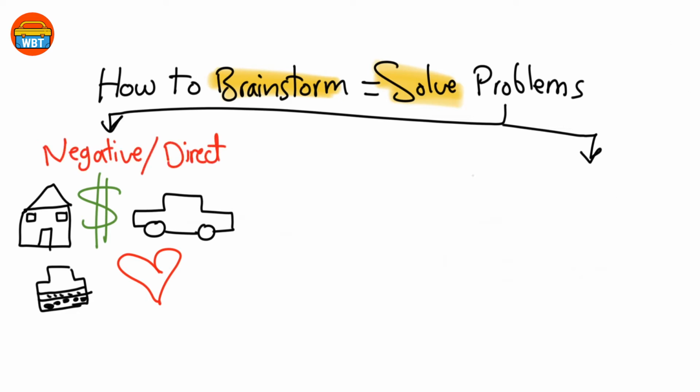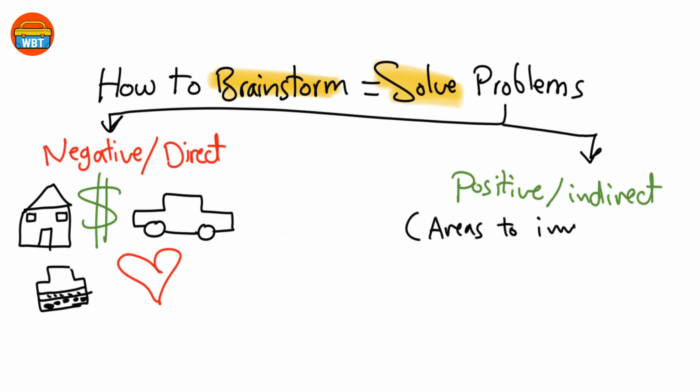The other types of problems you need to solve is what I call the positive or the indirect problems, also known as areas to improve. There's nothing wrong with them that needs immediate actions, but they are areas you identify that could be an improvement in your life if you worked on them. Those include the car you want to upgrade to. There's nothing wrong with the current car, but you think you want to have the bigger or the faster one.